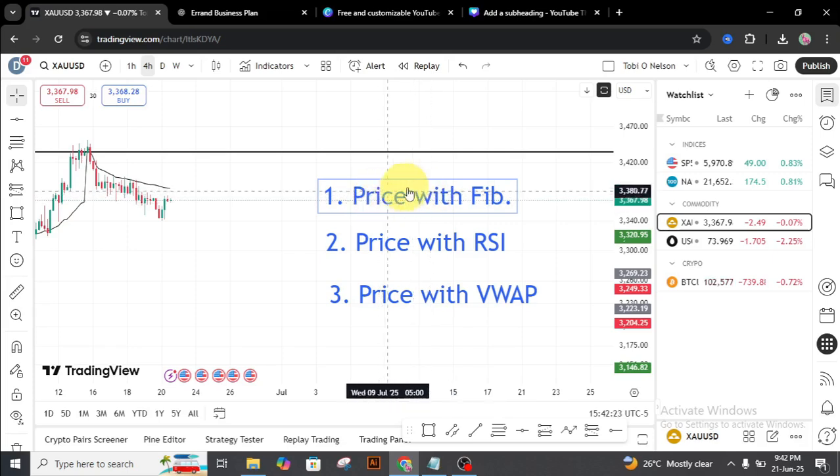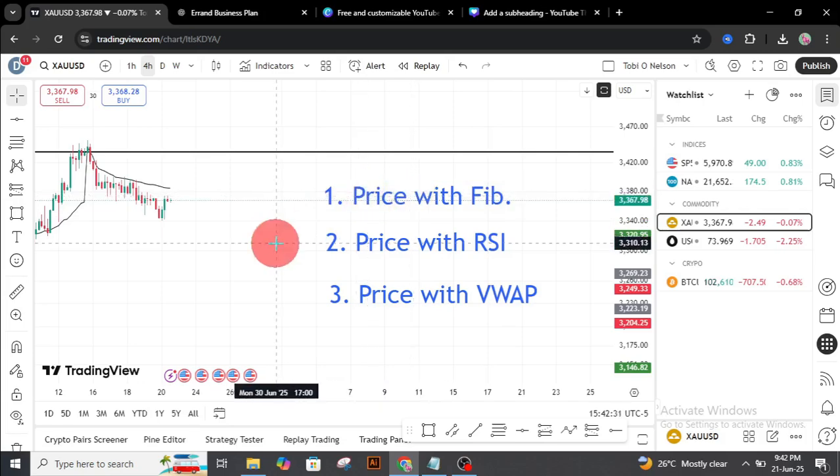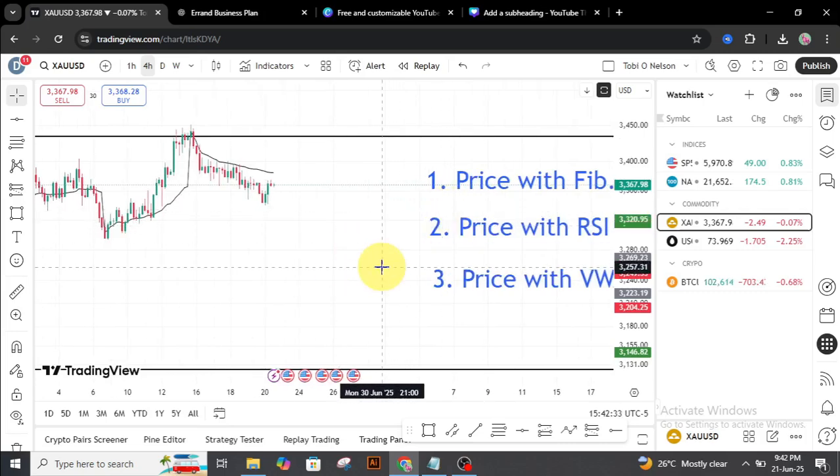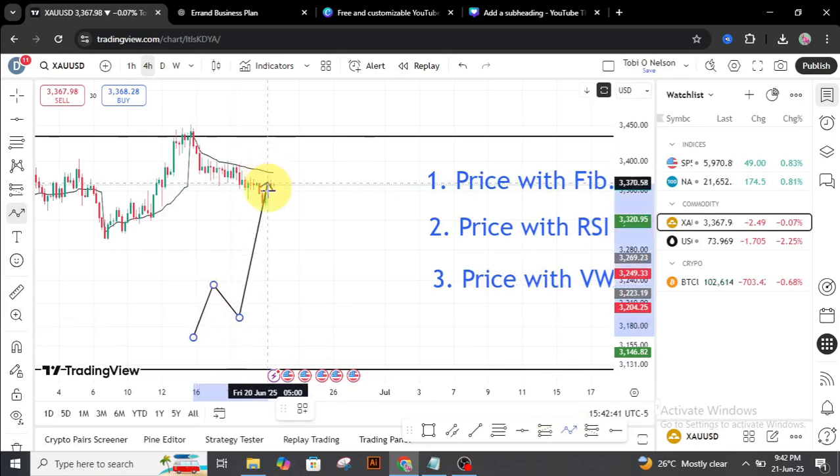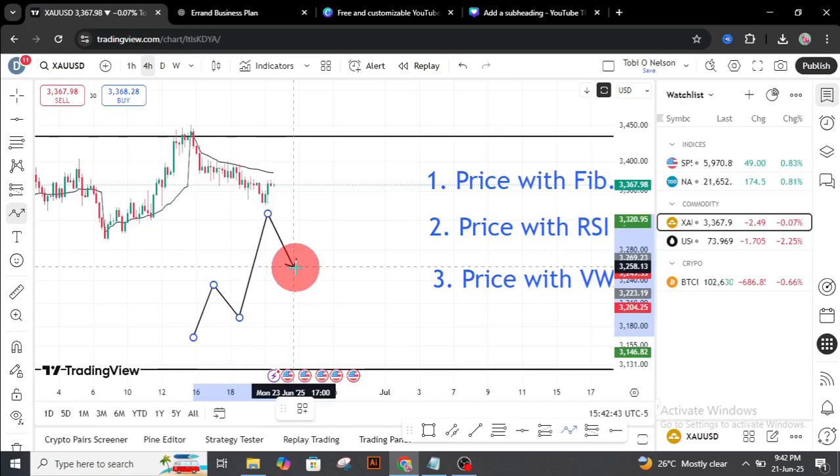The first one has to do with price and Fibonacci retracement. You can actually use price action patterns with Fibonacci retracement to get good trades. So how does this work? First of all, you want to make sure that price retraces to the Fibonacci golden zone. Let's say price moves up: higher high, higher low, higher high, higher low.